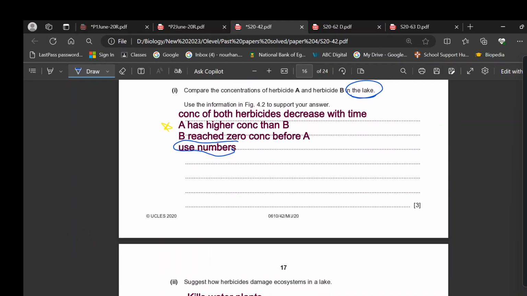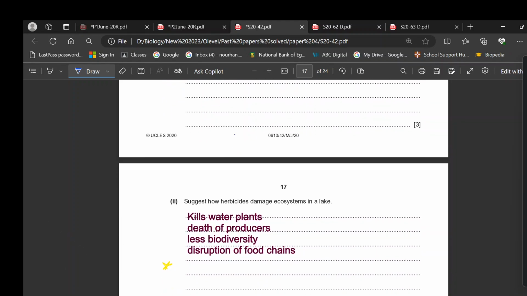Suggest how the herbicides damage the ecosystem in the lake. What would it do? It will probably kill the plants in the lake. So you kill the producer, which causes disruption of the food chain. Less oxygen because the plants will not photosynthesize. Anything, suggest. It kills the water plants, death of producers, less biodiversity, disruption of the food chains.